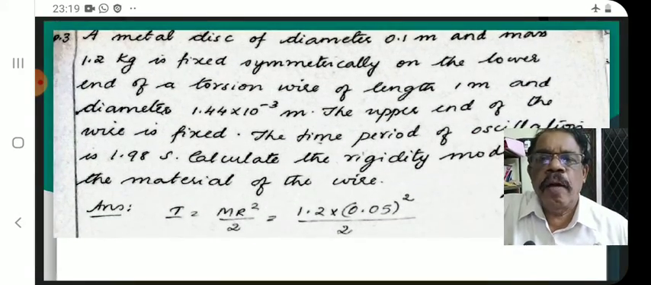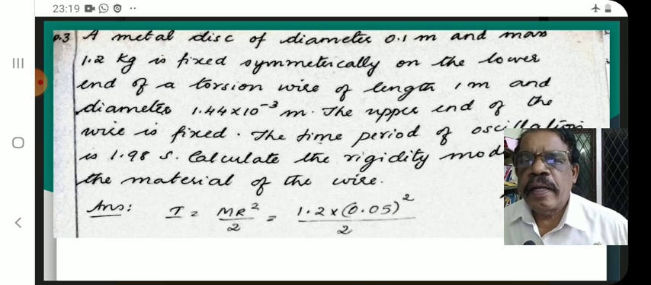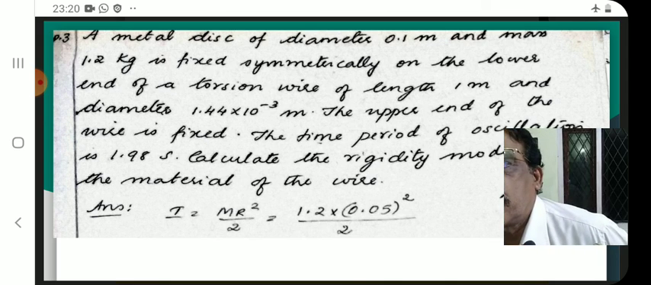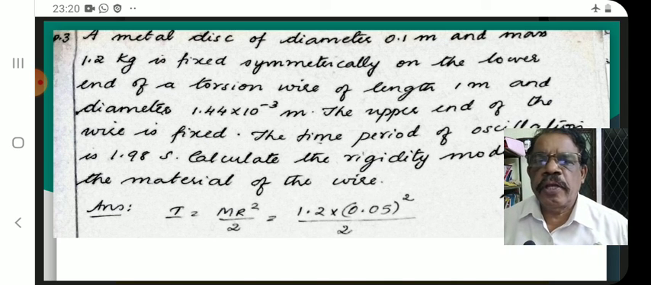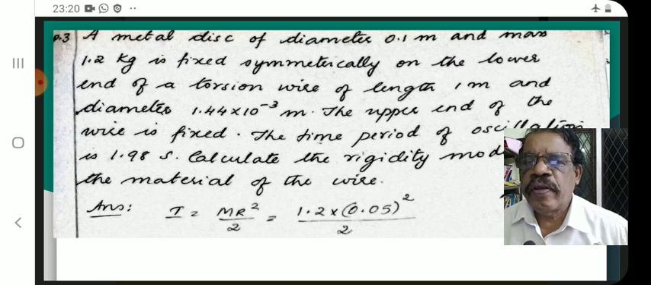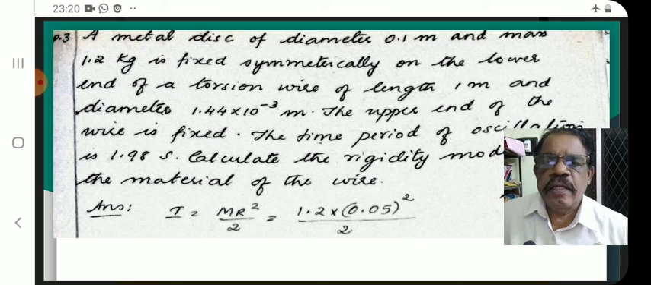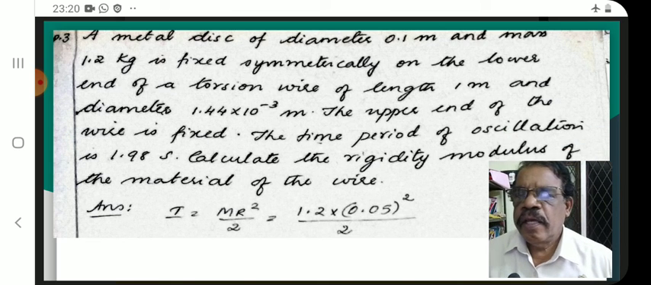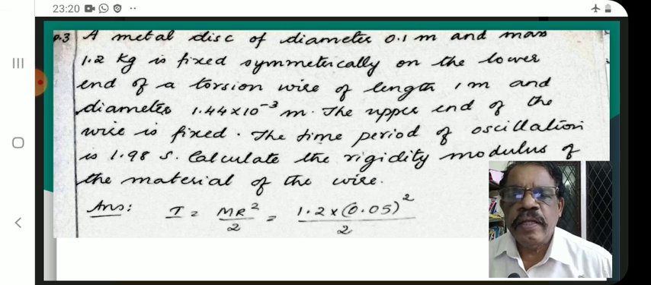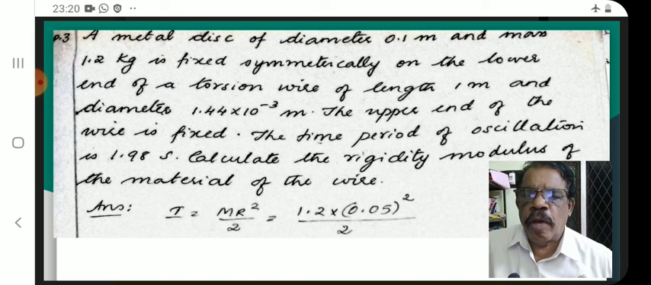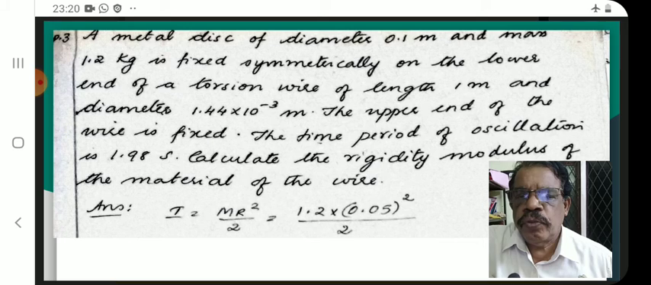Next problem: a metal disc of diameter 0.1 meter and mass 1.2 kilogram is fixed horizontally and symmetrically on the lower end of a torsion wire of length 1 meter and diameter 1.44 × 10⁻³ meter. The upper end of the wire is fixed. The time period of oscillation is 1.98 second. Calculate the rigidity modulus of the wire. Another similar problem. I = mr²/2 = 1.2 × 0.05² / 2.